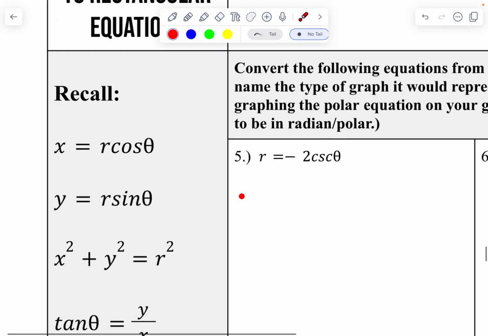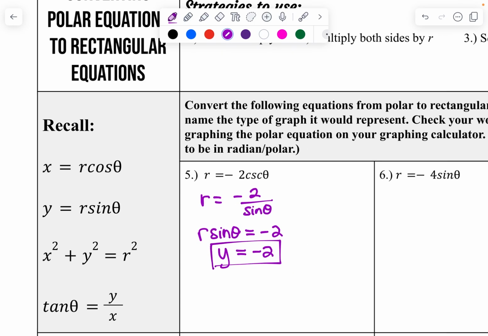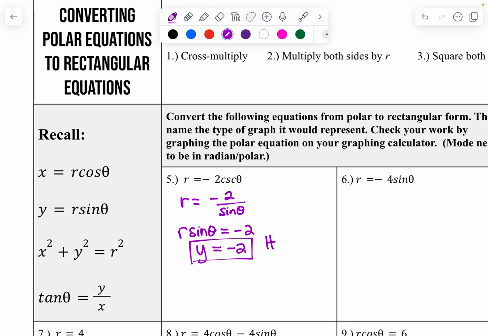All right, so number 5, we've got r equals negative 2 times the cosecant of theta. Well, reminder that cosecant of theta is equal to 1 over the sine of theta. So we can multiply both sides by the sine of theta to get r times the sine of theta equals negative 2. And we know that r times the sine of theta equals y. So we're able to replace that entire left-hand side with y and see that our equation is y equals negative 2, which is a horizontal line.